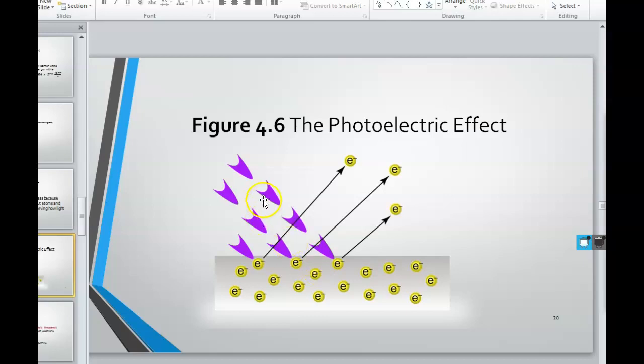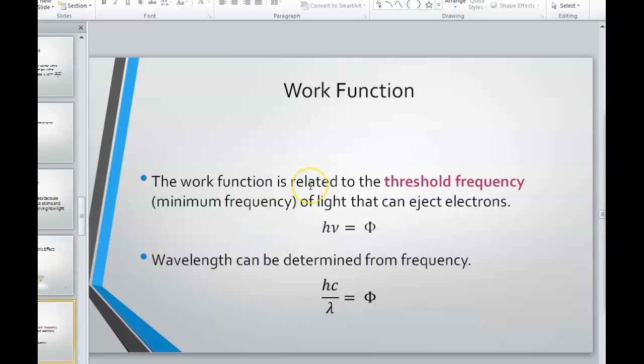So we need, and since energy is proportional to frequency, we have some threshold energy that the photon needs to meet in order to be able to eject that electron. This is called the photoelectric effect. All right, just a couple of formulas to throw at you.